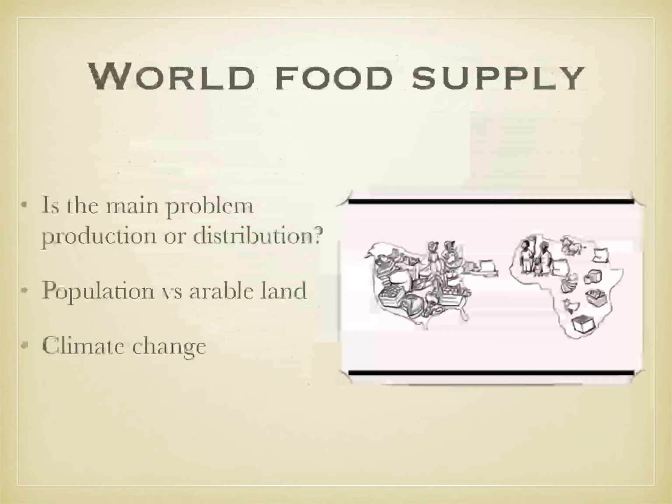World food supply, there's not necessarily a problem with the amount of food we produce in the world. The problem that we have is unequal food distribution. If we distributed all the resources that we currently make, we would have enough calories for every single human on the planet to have sufficient protein and carbohydrates and vegetables and calories to be healthy.